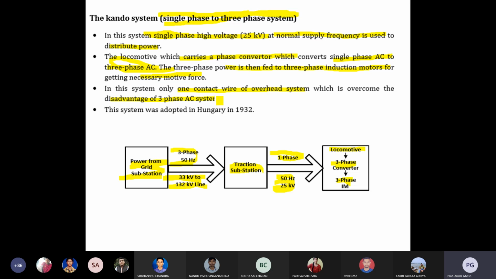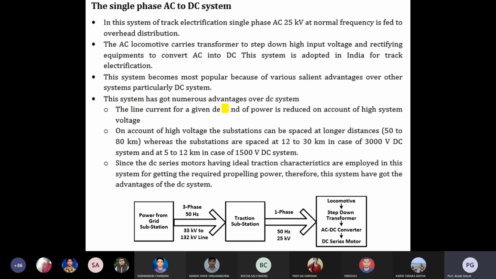And there are disadvantages of the three-phase AC system. This system was adopted in Hungary in 1932. Now it is very popular in our conventional system.